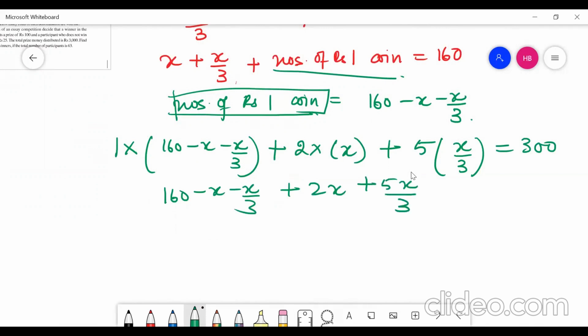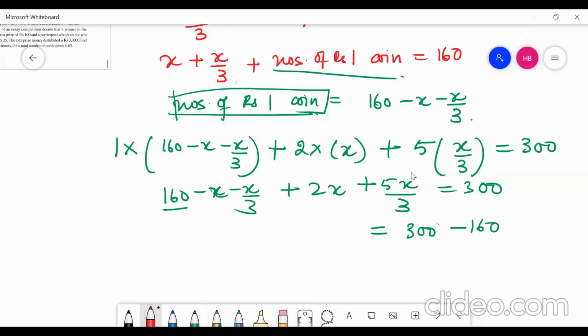So we see there are 4 terms with x, so I can simplify this. I will find the coefficients of these x and simplify this equation, and take the 160 to the other side of the equation, because 160 is the only constant in this equation. So I'm going to take 160 to the other side, which will make it 300 minus 160. Wait, guys. So it will be 300 minus 160.